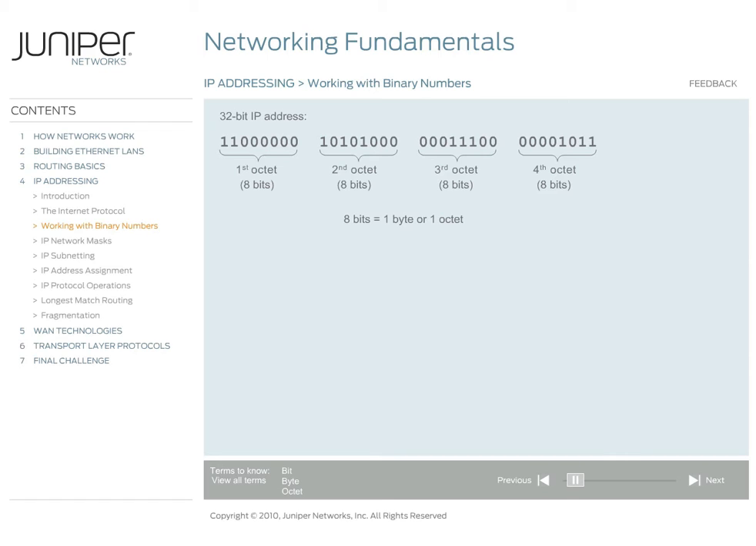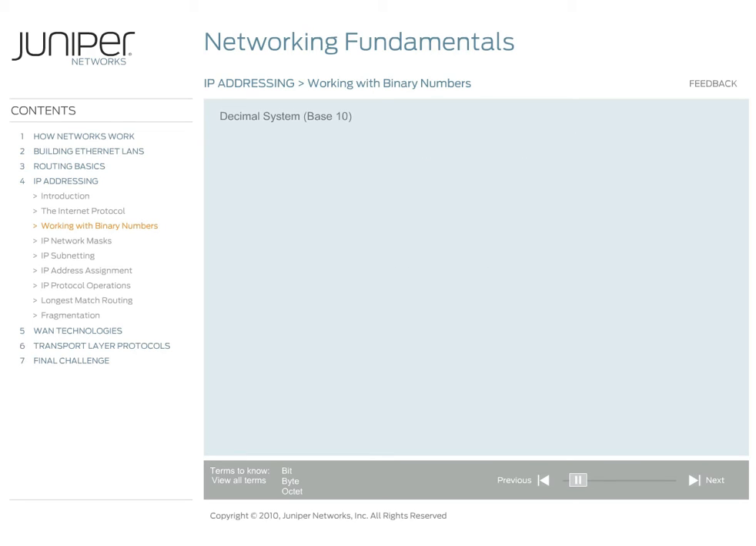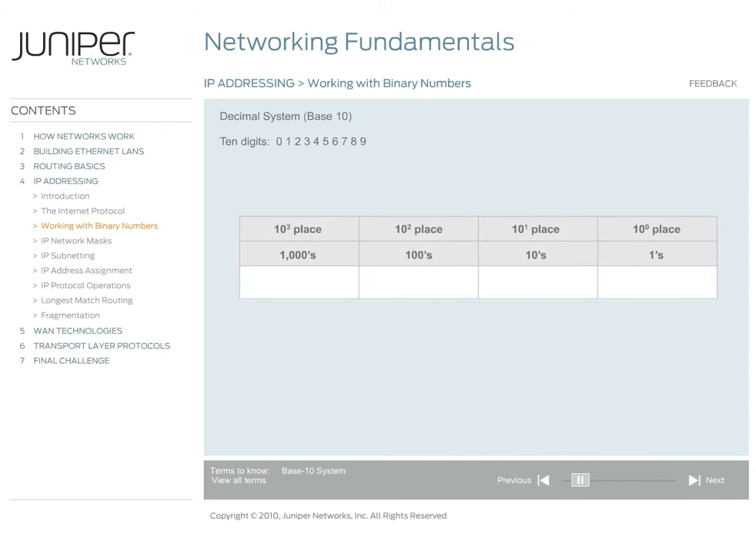As we mentioned, to help humans work with IP addresses, each octet is converted into a decimal number. In this section, we'll take a look at how to convert the binary number shown on screen into a decimal number in dotted decimal notation. When humans deal with numbers, we use the decimal number system, also known as the base 10 system. This system uses 10 digits, 0 through 9, that can be grouped together to form a decimal number. Each position within a decimal number represents a power of 10. The table on screen shows places for the first 4 powers of 10.